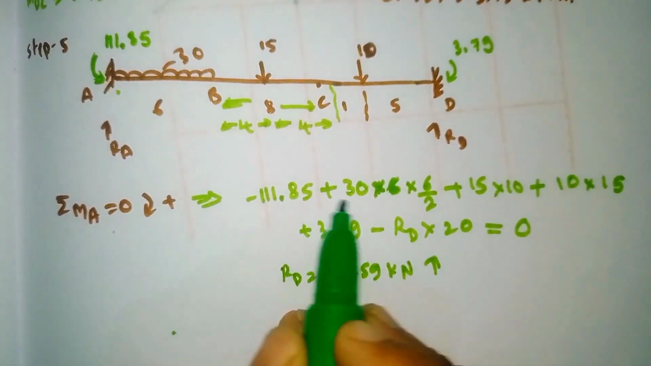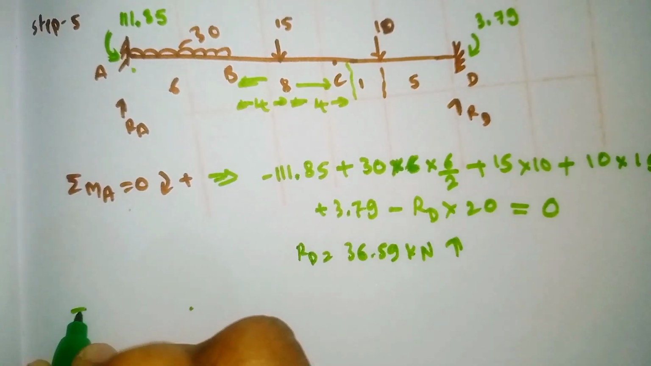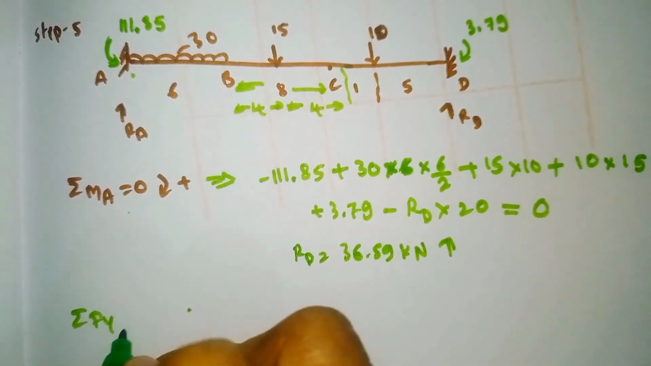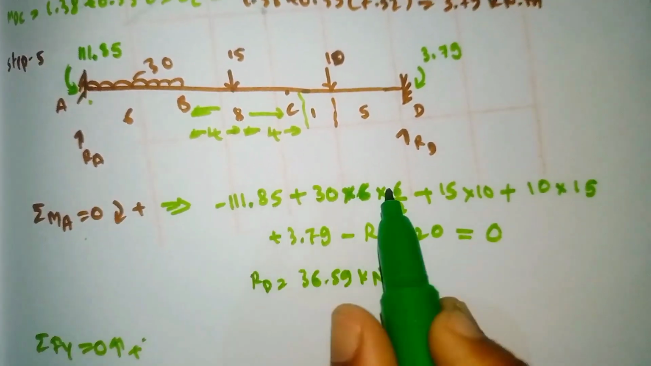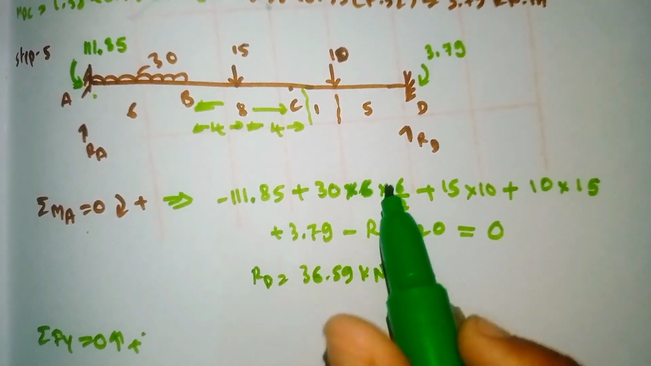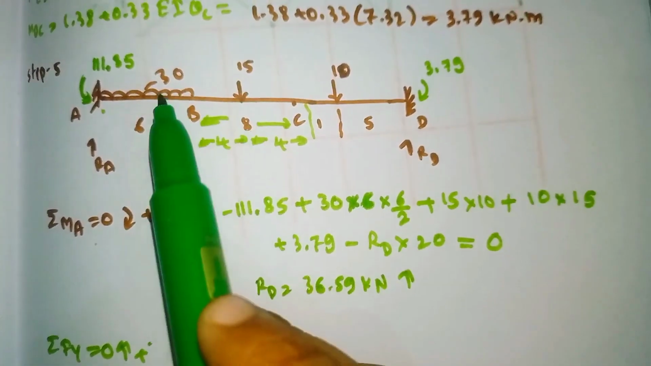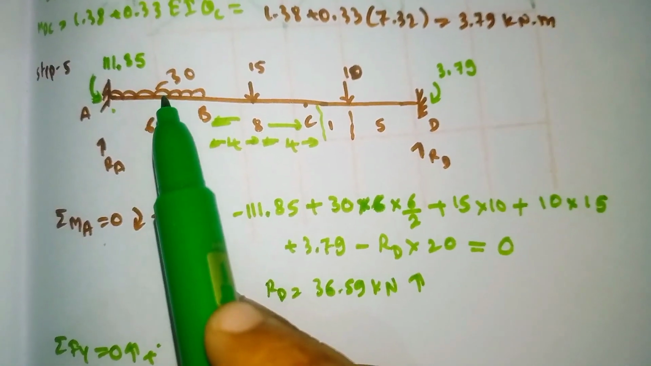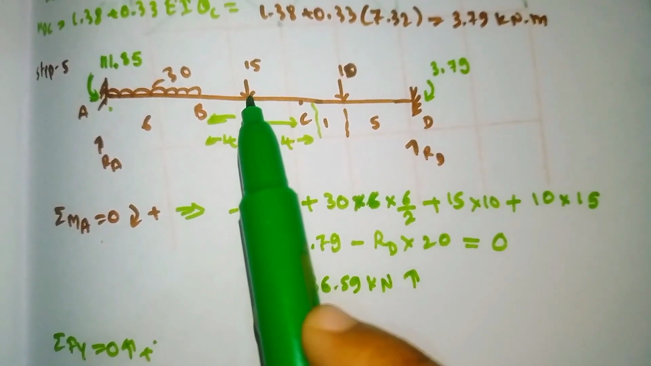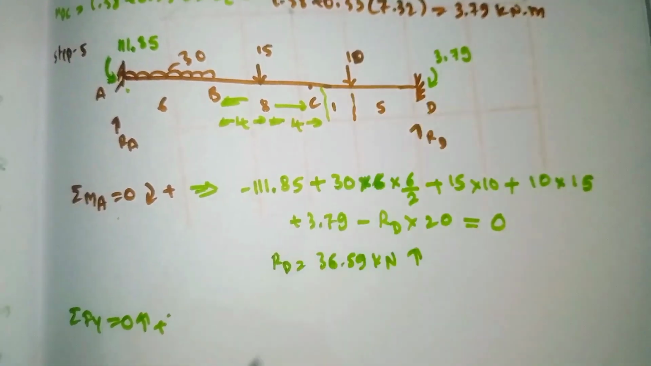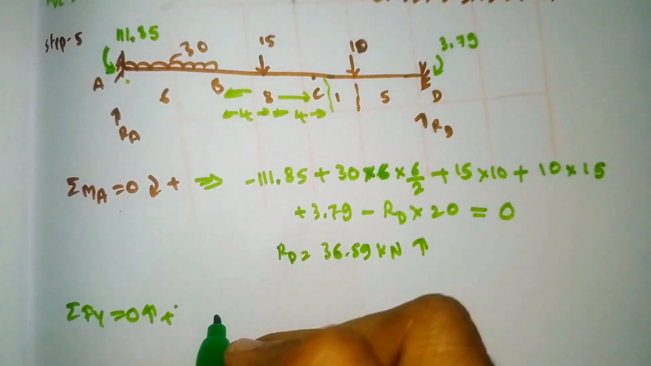Similarly, for finding out RA, we need to take the summation of all the vertical forces equal to 0, upward positive. So here RA and RD are moving upward, we need to take them positive. Here the UDL, if you convert it into a point load, it will come downward, and the point loads are also downward. So I will show how to do this.